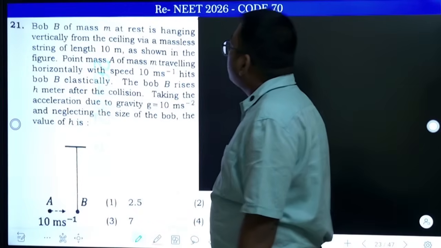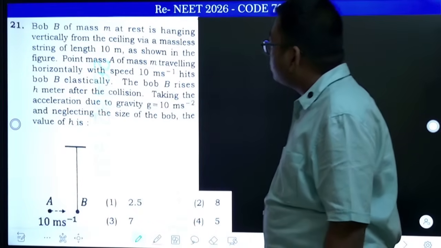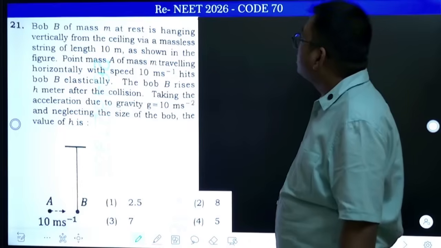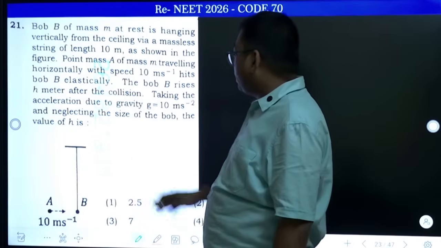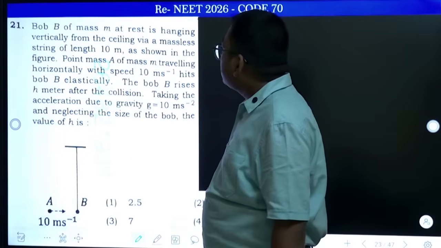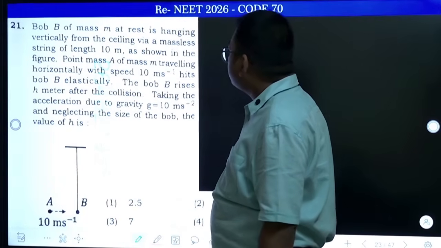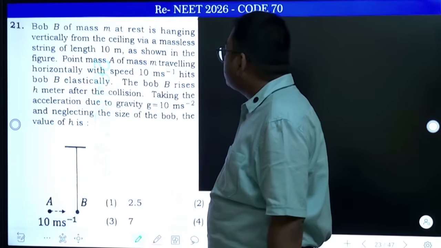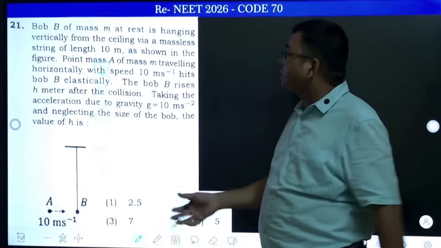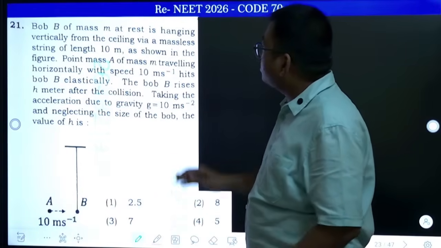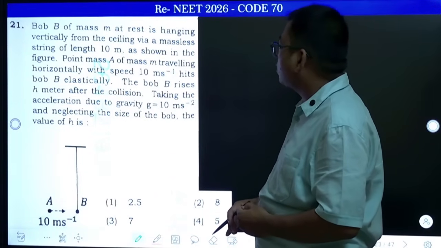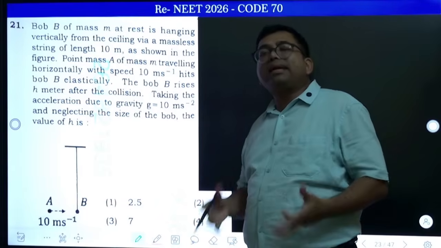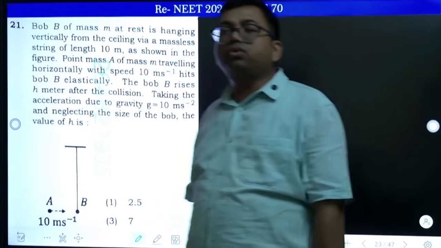Bob B of mass m at rest is hanging vertically. So some bob is hanging, right? The string is massless, and the length is given. Point A of mass m traveling horizontally with a given speed hits the bob elastically. An elastic collision happens. Bob B rises to some height after collision, taking acceleration due to gravity g and neglecting the size of the bob. Find the height. A typical standard question.